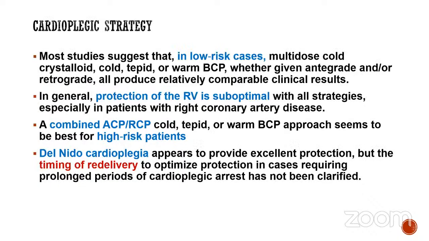So most studies suggest that in low-risk cases, multi-dose cold crystalloid, tepid or warm blood cardioplegia, whether given antegrade or retrograde, all produce relatively comparable clinical results. In general, protection of the RV is suboptimal with all strategies, especially in patients with right coronary artery disease. A combined antegrade and retrograde cold, tepid, or warm blood cardioplegia approach seems to be best for high-risk patients.